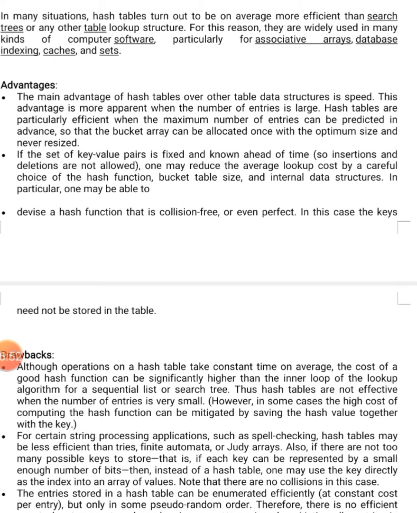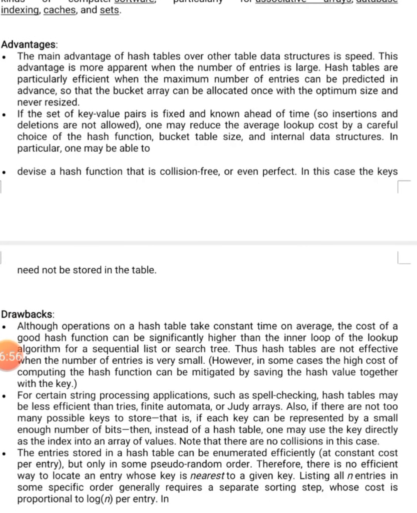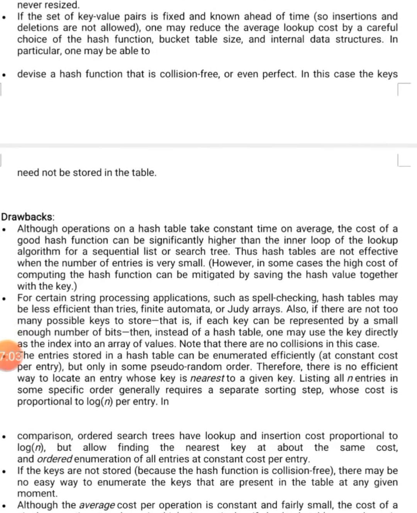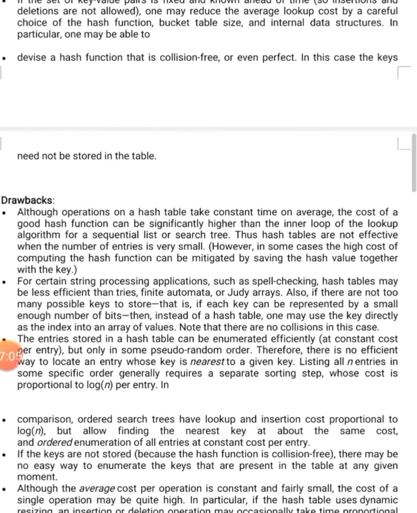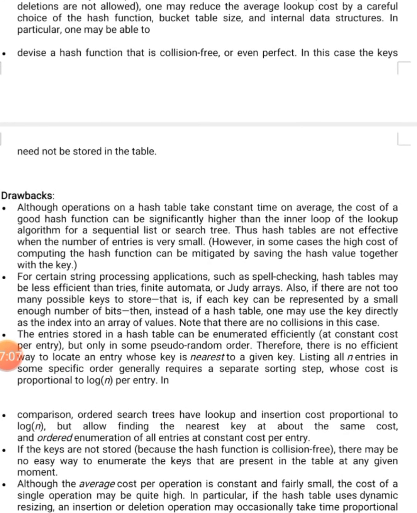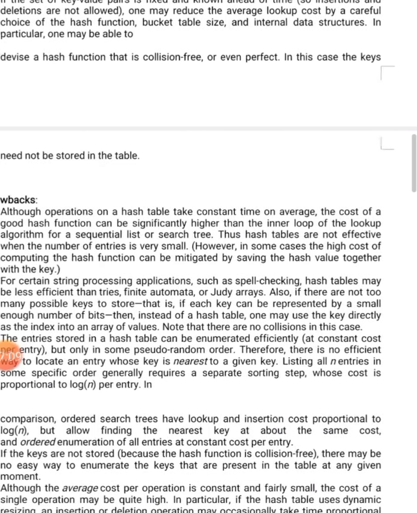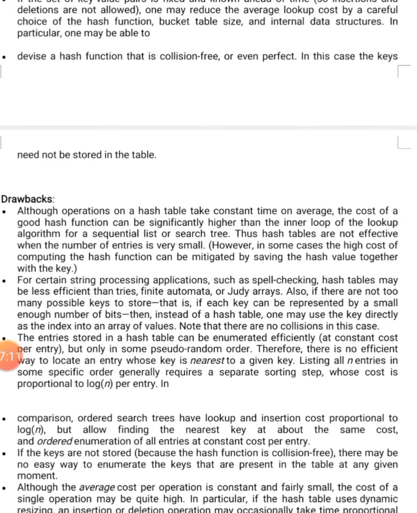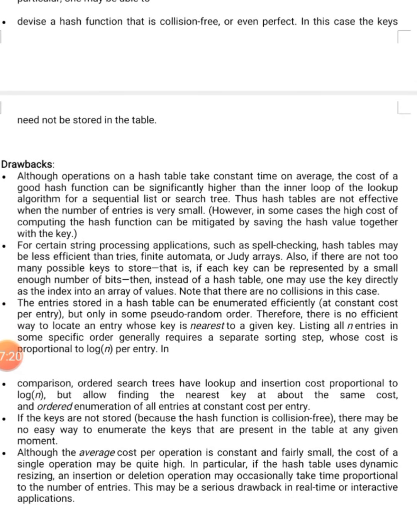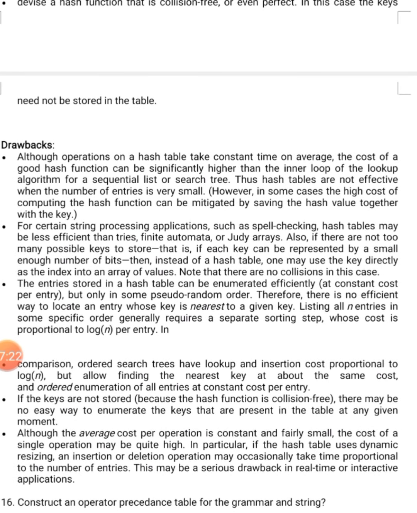This advantage is more apparent when the number of entries is large. Hash tables are particularly efficient when the maximum number of entries can be predicted in advance. If the set of key-value pairs is fixed and known ahead of time, so insertions and deletions are not allowed, one may reduce the average lookup cost by a very careful choice of the hash function, bucket table size, and internal data structures. In particular, one may be able to devise a hash function that is collision free or even perfect.